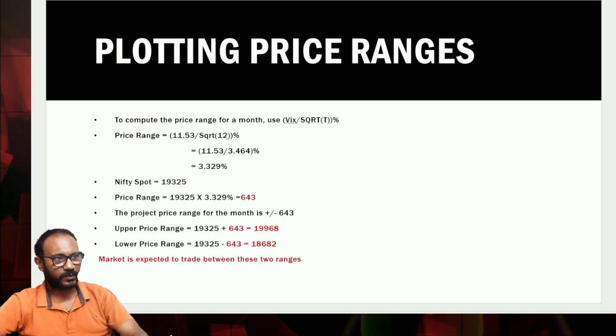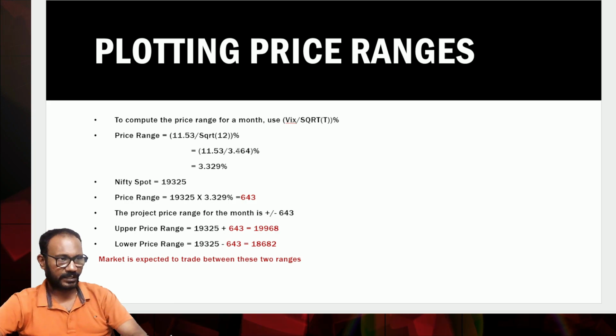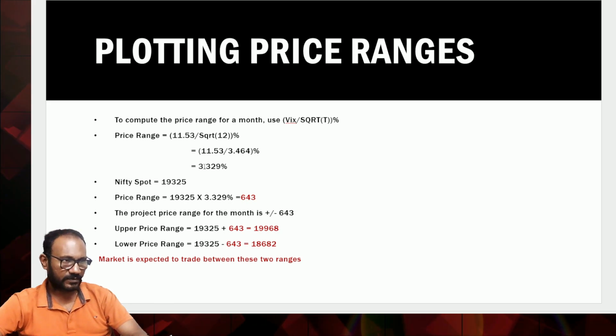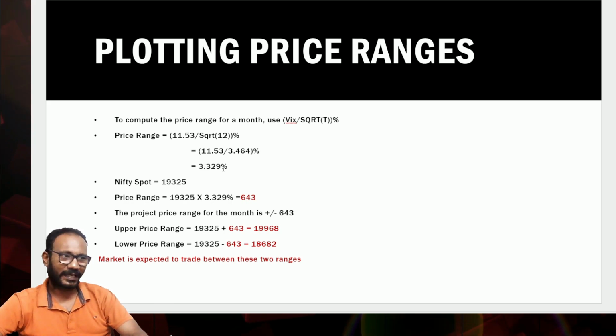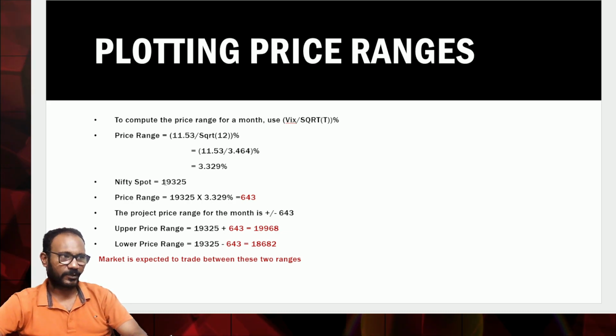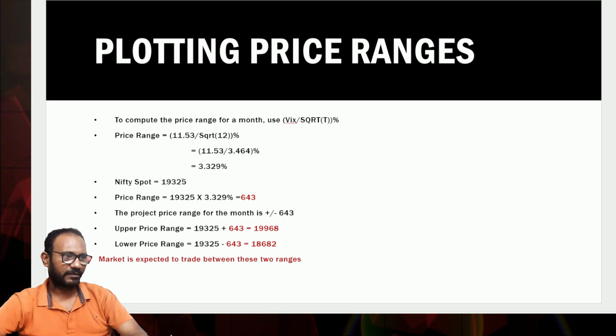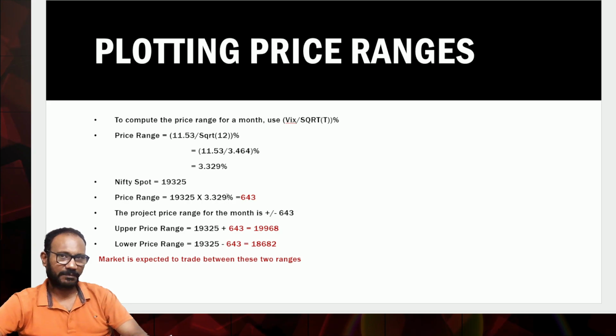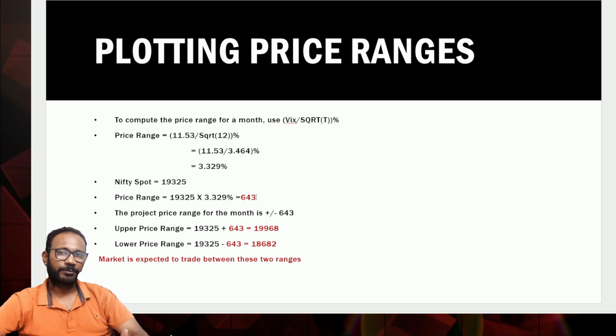So 11.53 divided by square root of 12, which is 3.464, yields 3.329 percentage. And currently I said the Nifty spot closed at 19,325. So I am expecting a price range of 19,325 times 3.329 percentage, which is 643 rupees. So 643 rupees is the range.